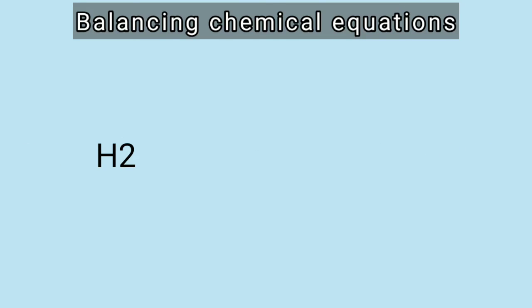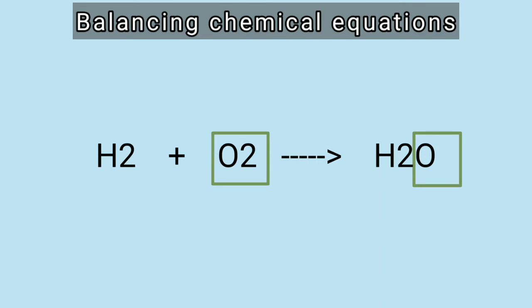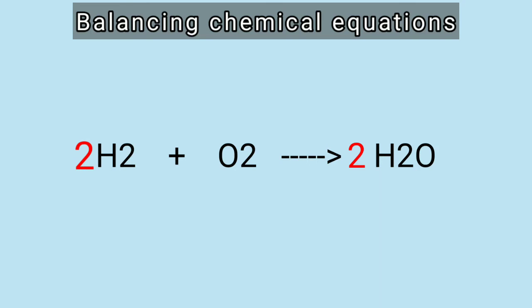Next equation is hydrogen reacts with oxygen to form water. We have odd number of oxygen atoms on right side and even number on left side. We will try to make it even by writing 2 as a coefficient of water, but that disturbs balance of hydrogen. We have 4 hydrogen on right side and 2 on left side. To equalize that, we write 2 as a coefficient for hydrogen. That balances the equation.